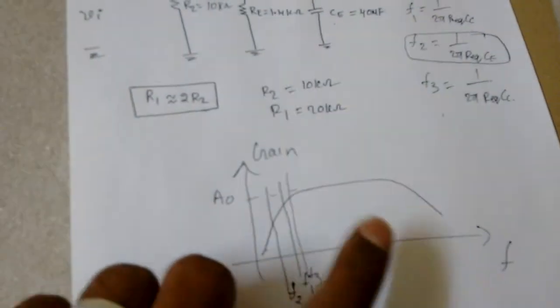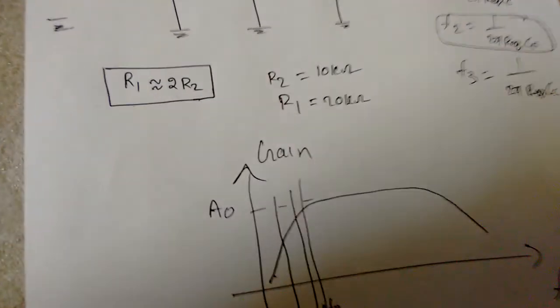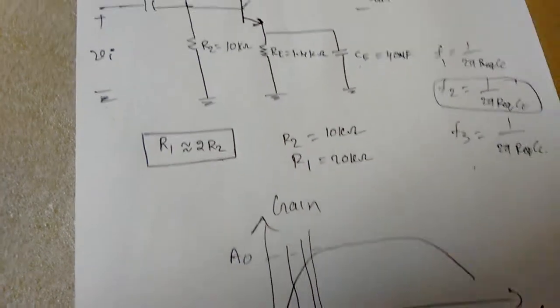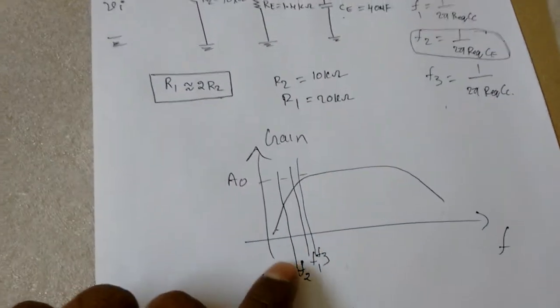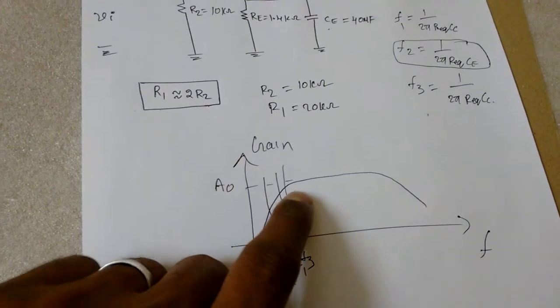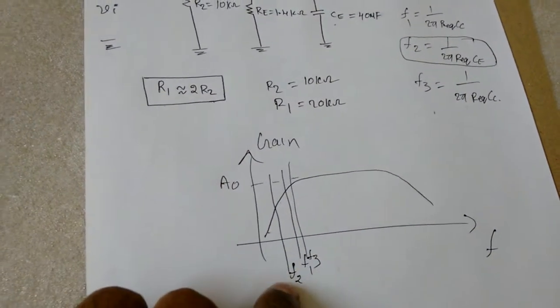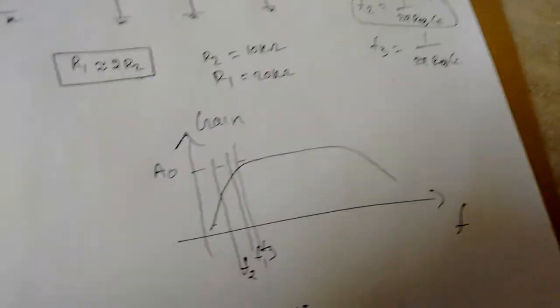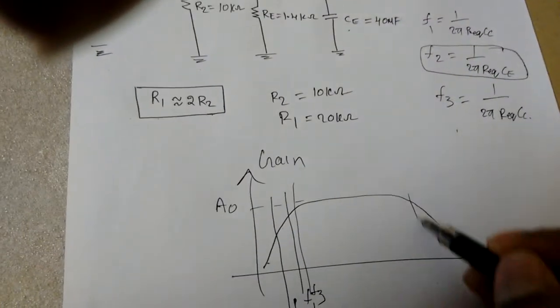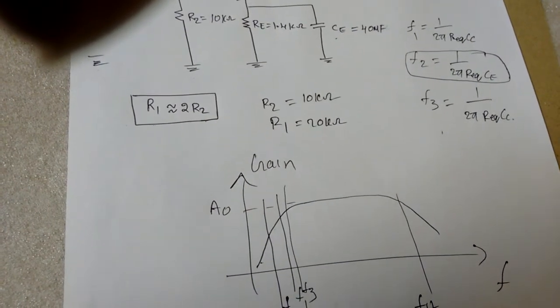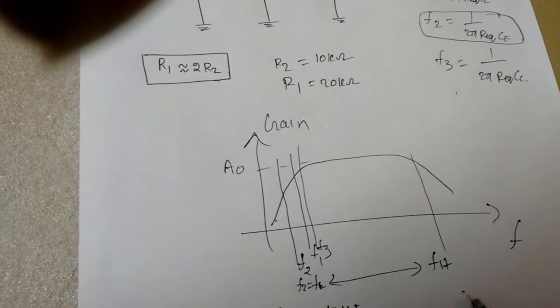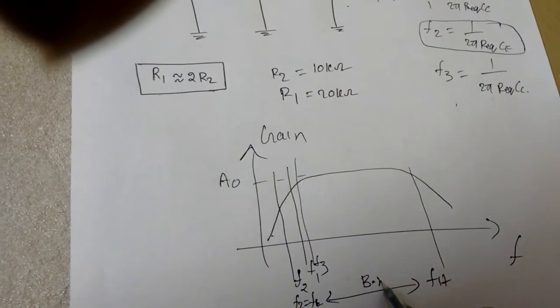So ultimately we have to get the gain versus frequency plot like this. So this F2, what is the frequency? That we can see in the simulation where the gain is approximately constant, so that is the lower cutoff frequency, and where the gain starts decreasing, that is FH. So this F2 is FL, and FH minus FL will become the bandwidth.